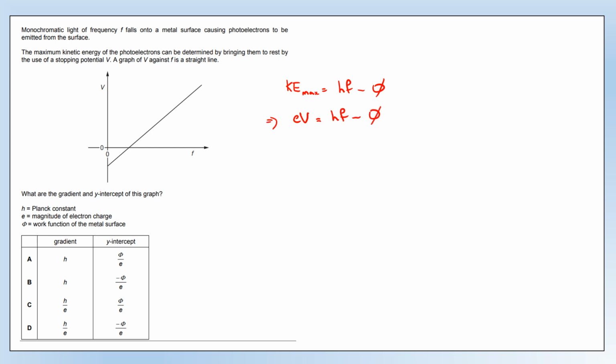So we can quickly follow up with this one. Now we've just got V on the y-axis. So we're going to divide both sides by e. So this is going to be our gradient, and this is going to be our y-intercept. So let's see, that's an e, not a c. So we can get rid of A and B straight away because they've got the wrong gradient. And then we can see that it's answer D because we need to make sure we've got the minus sign.